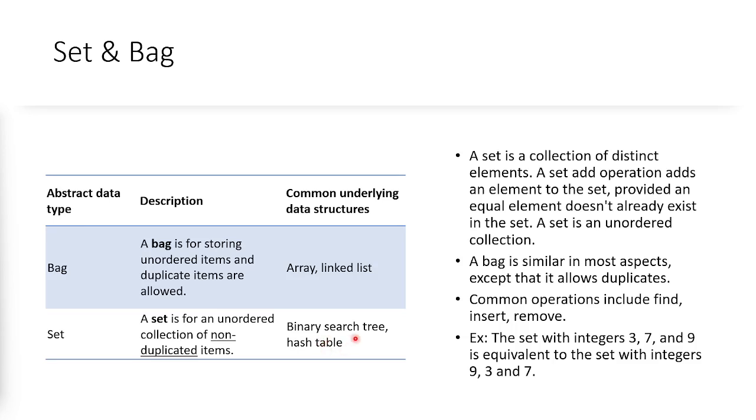Our binary search tree, our average is going to be an O of log n to be able to get the information from this, to be able to search from it. Whereas our hash table is going to be an O of 1 value. Very, very quick. Remember, this is unordered. So a set with 3, 7, and 9 is the same as 9, 3, and 7.